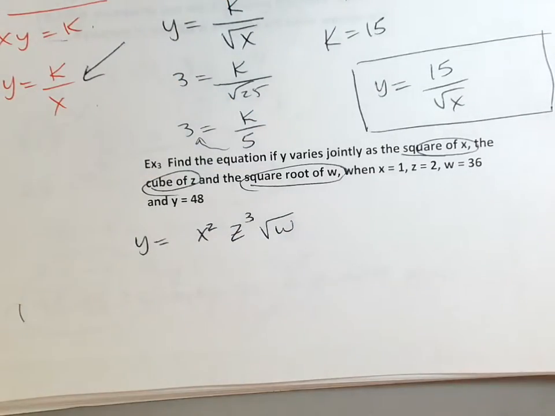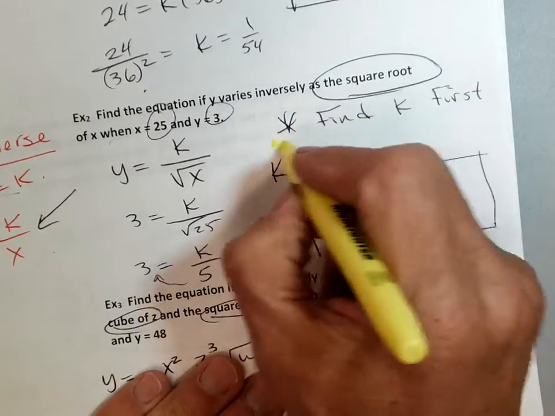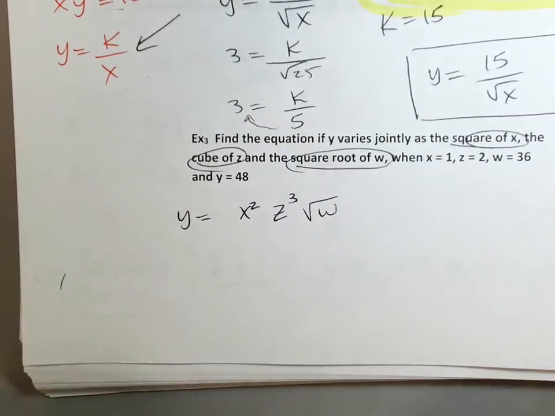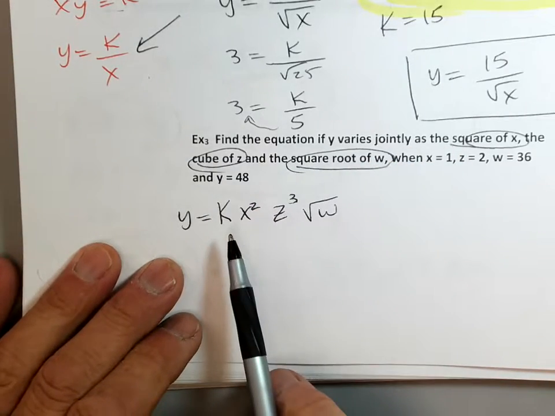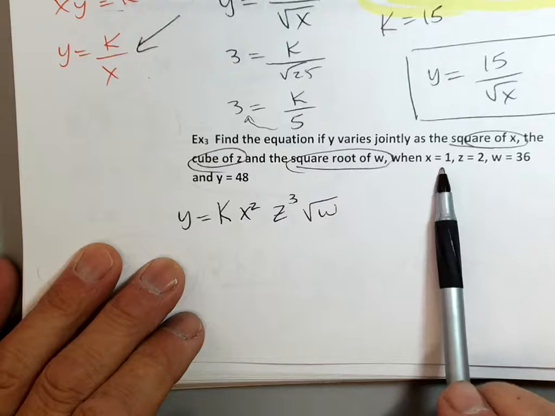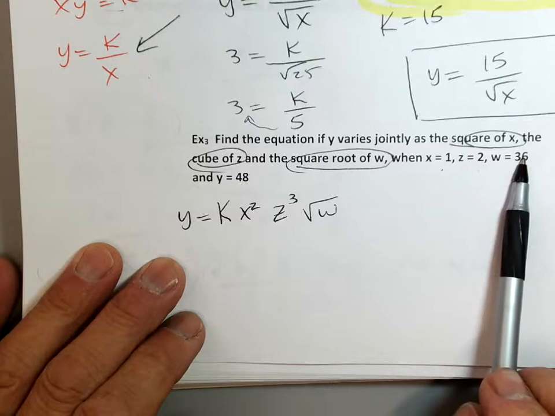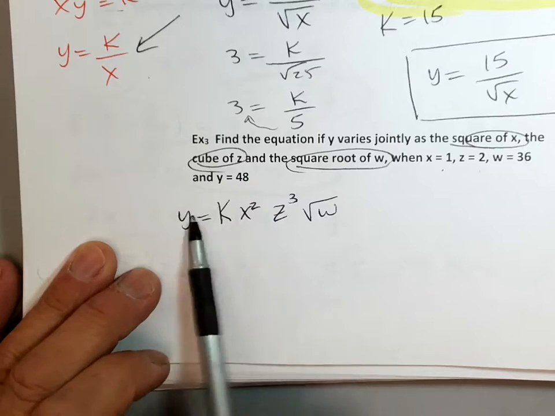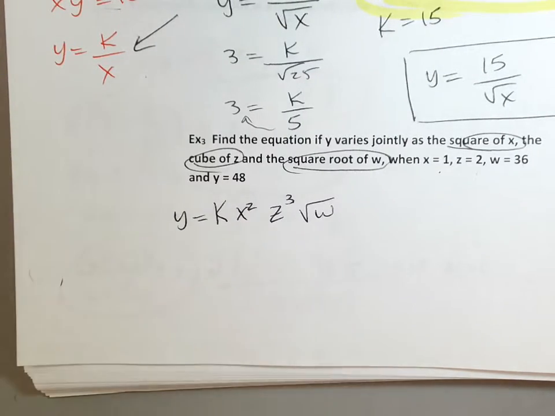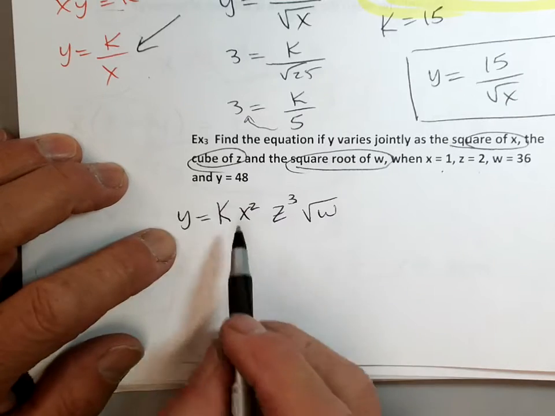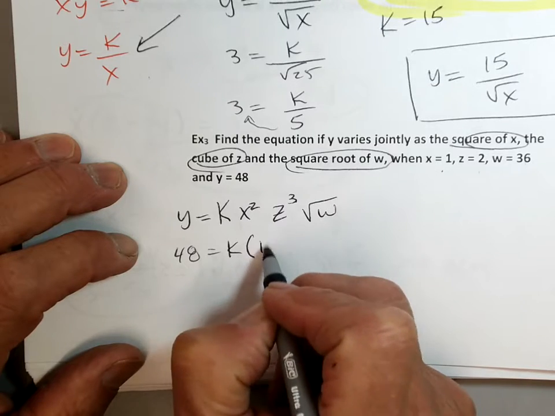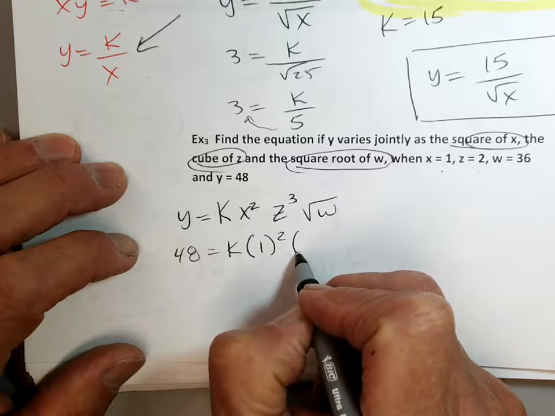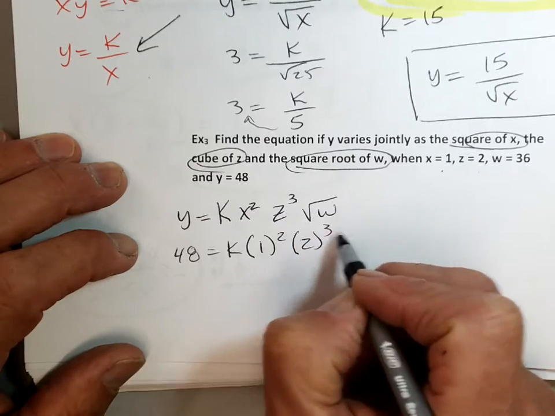That's not bad. Now, what's our goal? What's always our goal? Let's find k, right? So let's put our k in. There's a k value here, and the k value will tell us when x is 1, z is 2, and w is 36, and y is 48. We should be able to find k. So this is really a pretty easy lesson, isn't it? So I'm going to put 48 here. k times x squared is 1 squared, z cubed is 2 cubed, times the square root of 36.